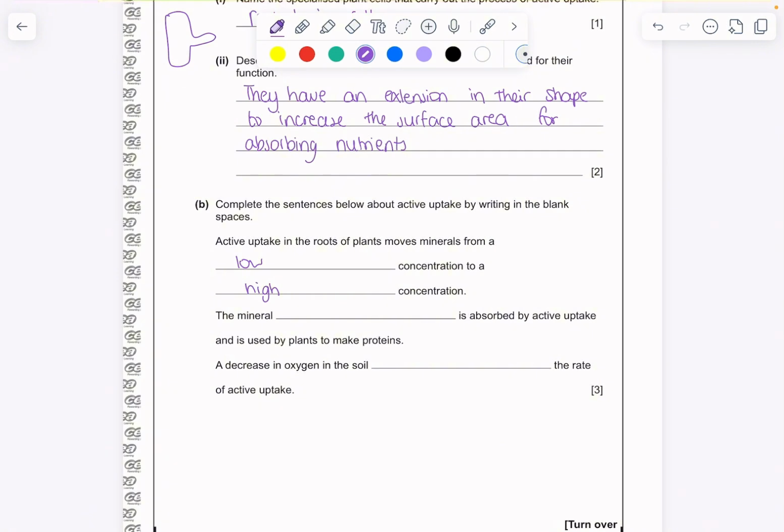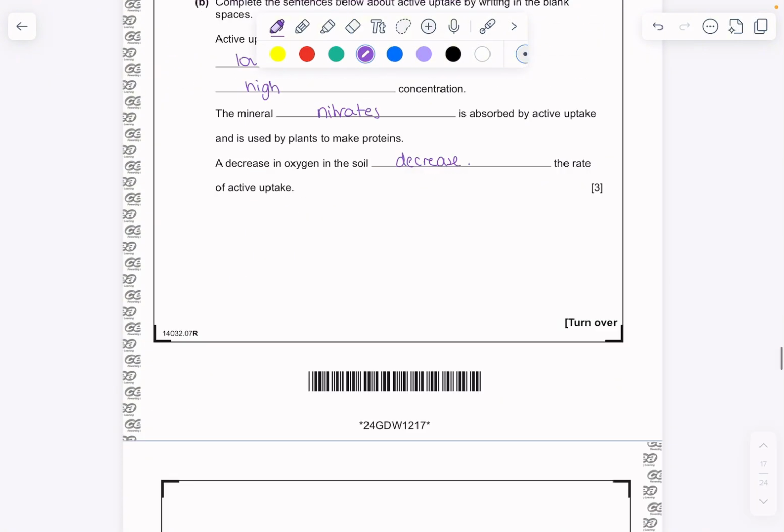And the minerals that mostly get absorbed here are nitrates. These are used to make proteins. Remember, nitrates are built up to amino acids to make protein, and proteins are used for growth and repair. A decrease in oxygen in the soil would decrease the rate of active uptake, because remember, it can't respire. It doesn't produce energy as ATP to allow active uptake to happen, because it requires energy.